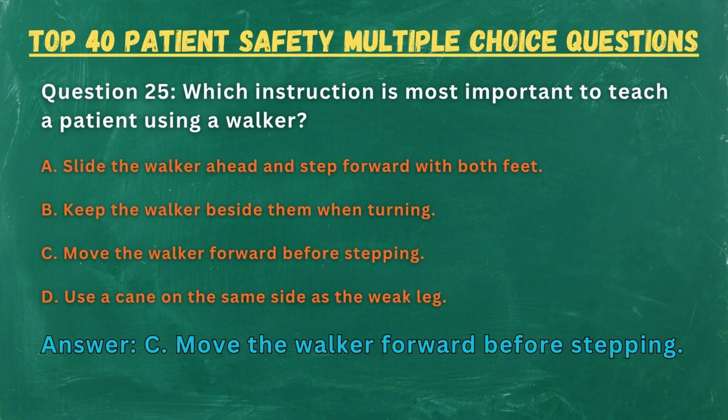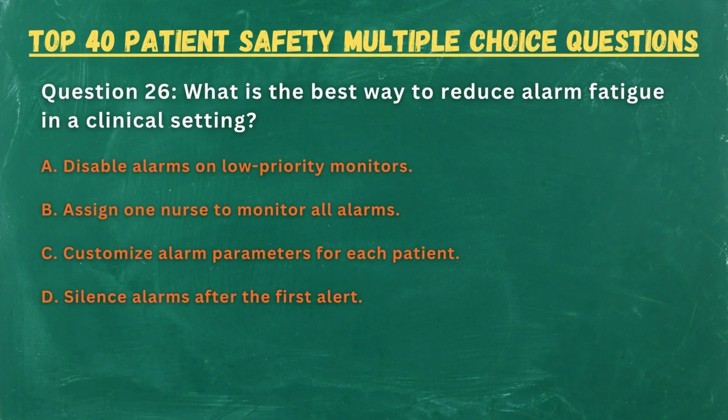Answer: C. Move the walker forward before stepping. Question 26. What is the best way to reduce alarm fatigue in a clinical setting? A. Disable alarms on low-priority monitors. B. Assign one nurse to monitor all alarms. C. Customize alarm parameters for each patient. D. Silence alarms after the first alert.